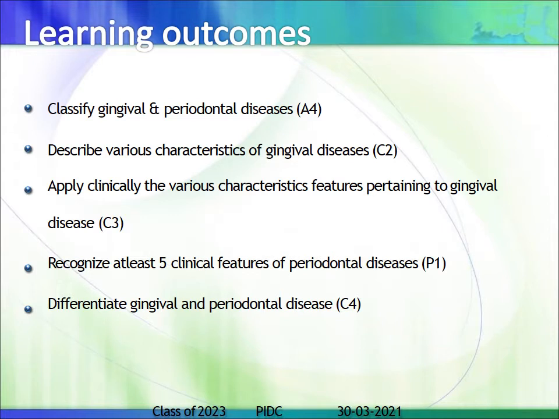From this class we would want you to classify what is gingival and what is periodontal diseases, describe the various characteristics of gingival diseases, apply clinically the various characteristic features pertaining to the gingival and periodontal diseases, recognize at least 5 clinical features of periodontal diseases which would include both gingival as well as periodontal diseases, and differentiate between gingival and periodontal diseases. Hope you guys remember what is gingiva and what is periodontium.